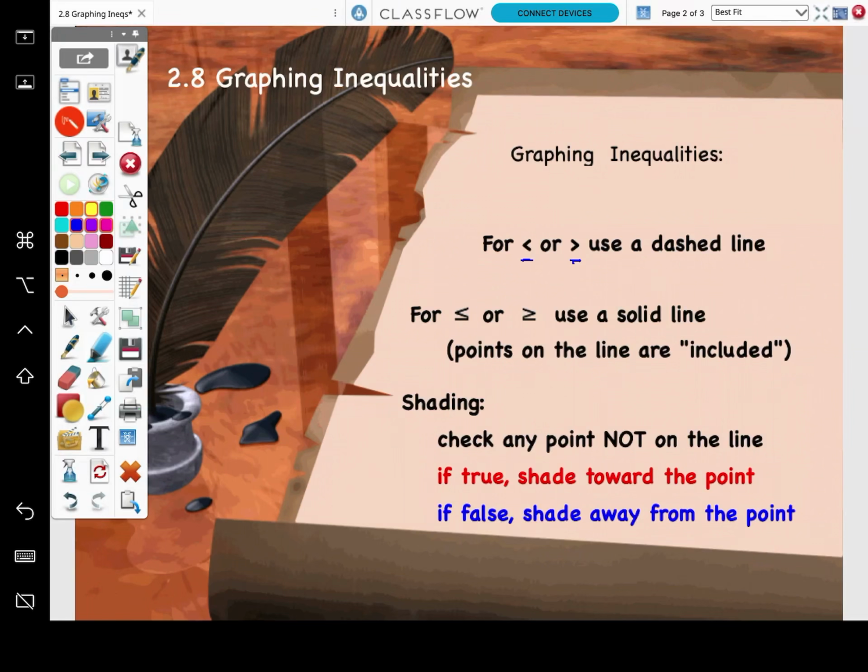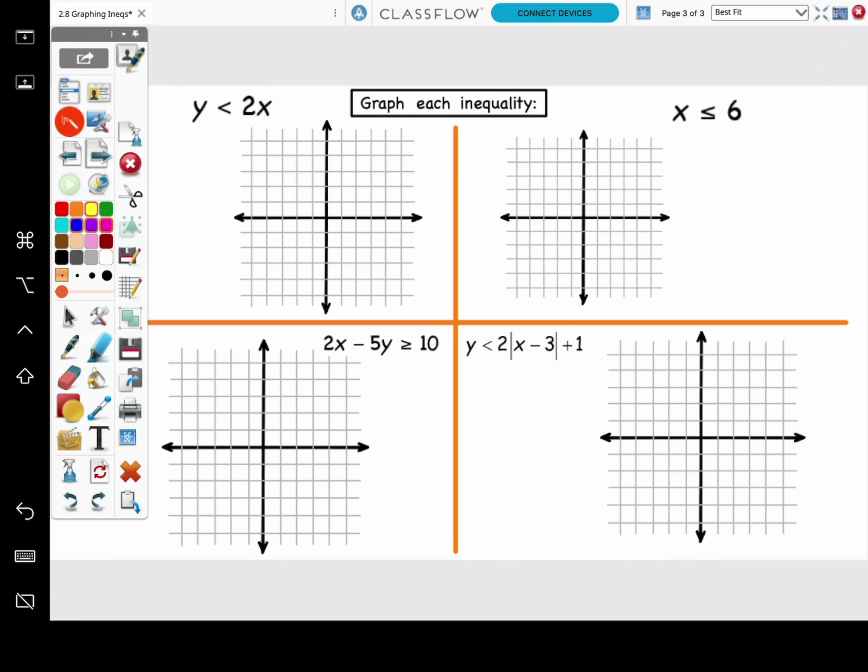And then to determine where we shade, some people just do it based off of whether it's less than or greater than. I always like to check a point that's not on the line. If it's true, you shade over it. If it's false, you have to shade on the opposite side. That way never has failed me, works every single time. The other way can get a little tricky, especially if you forget to flip the sign at some point in time. So let's graph and see what we can figure out.